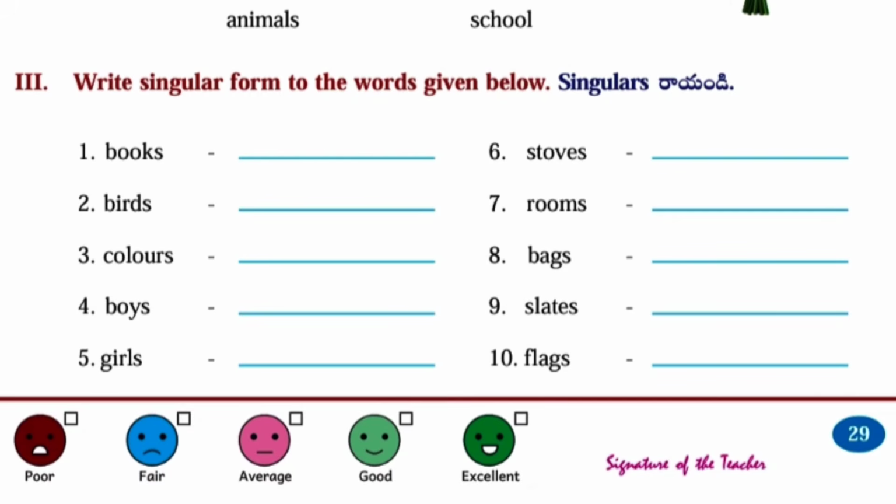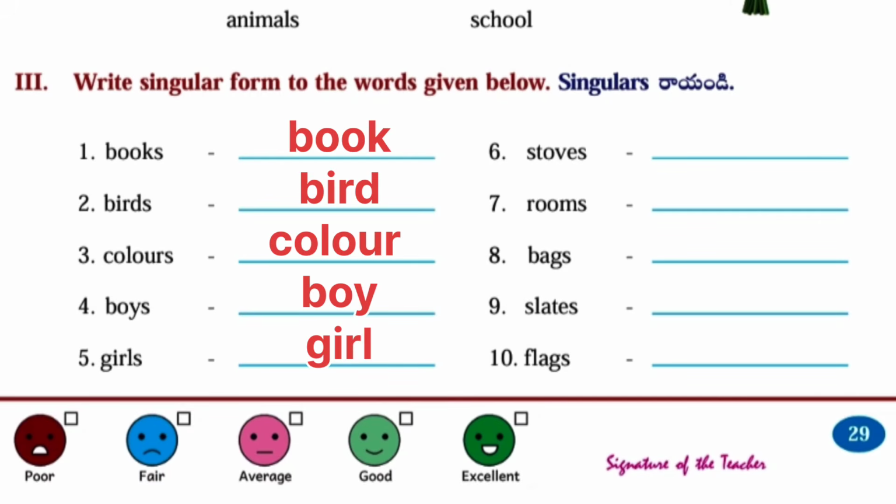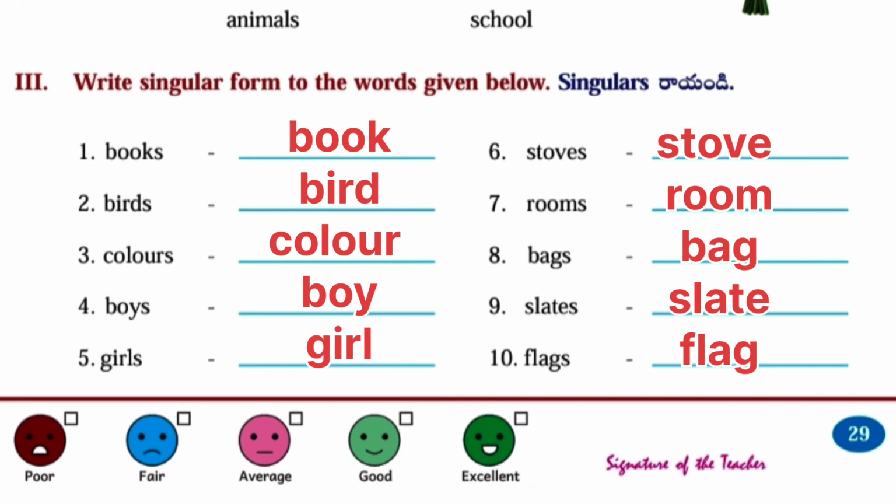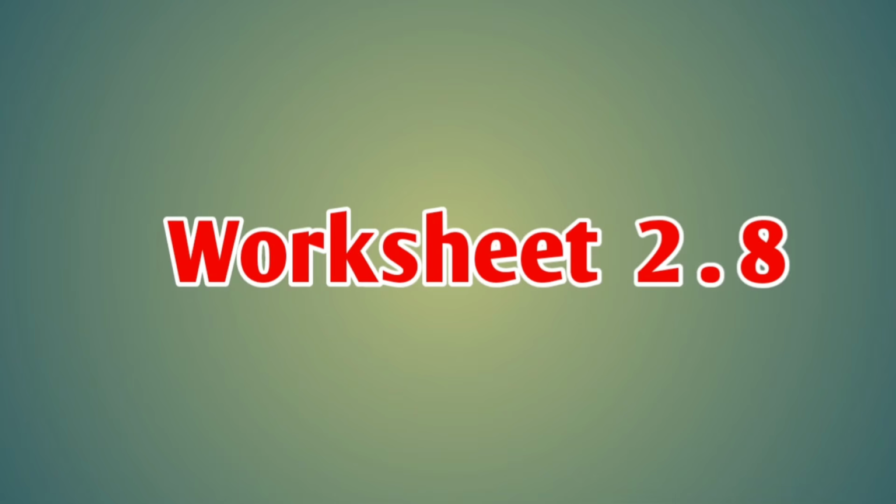Next, write singular form of the words given below. Now, some plurals are given. We have to write singular words. Books, book. Birds, bird. Colors, color. Boys, boy. Girls, girl. Stoves, stove. Rooms, room. Bags, bag. Slates, slate. Flags, flag. And now, worksheet number 2.8.